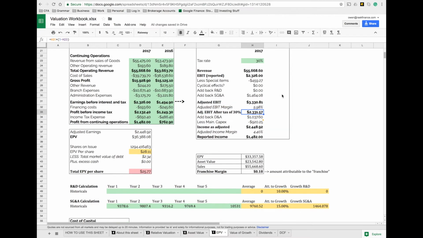Then we obviously have to adjust for taxes. Taxes being paid, they're inevitable. So we've taken away the effective tax, which is just there. You can see it in the formula.